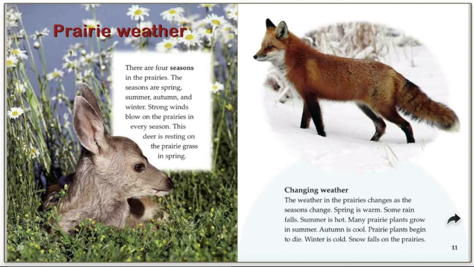Changing weather. The weather in the prairies changes as the seasons change. Spring is warm, some rain falls. Summer is hot, many prairie plants grow in the summer. Autumn is cool, prairie plants begin to die. Winter is cold, snow falls on the prairies.